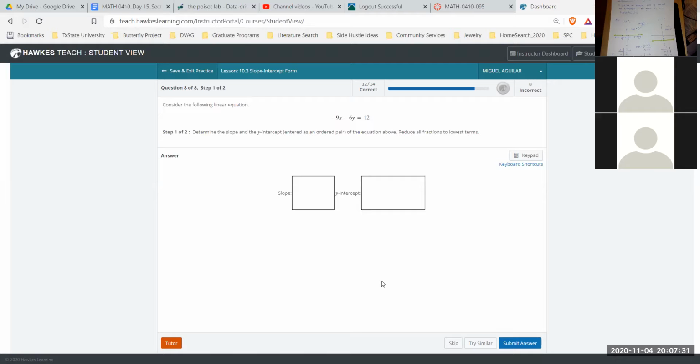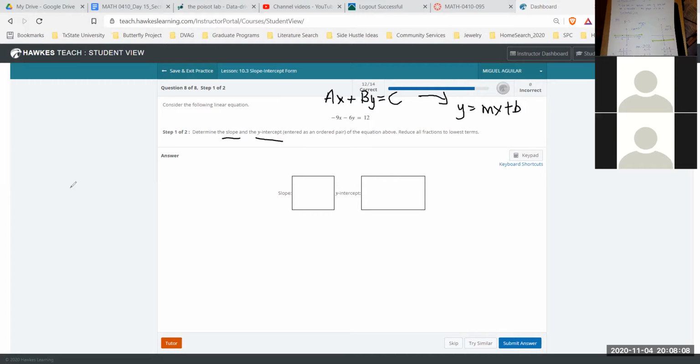Okay, so for a question like this, we did a question like this at the very beginning of the class, and that is asking you, determine the slope and the y-intercept for this equation. And just to refresh your memory, if this is in standard form, which is ax plus by equals c, then we need to change that to y equals mx plus b in order to find the slope and the y-intercept.